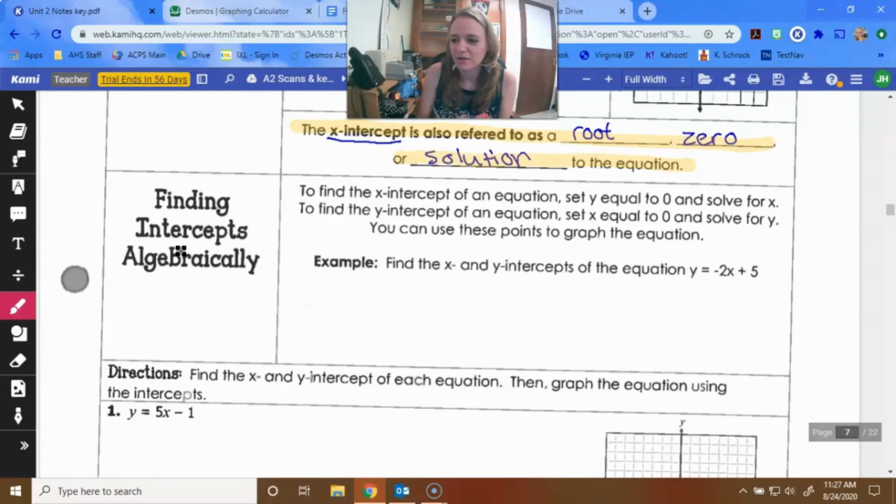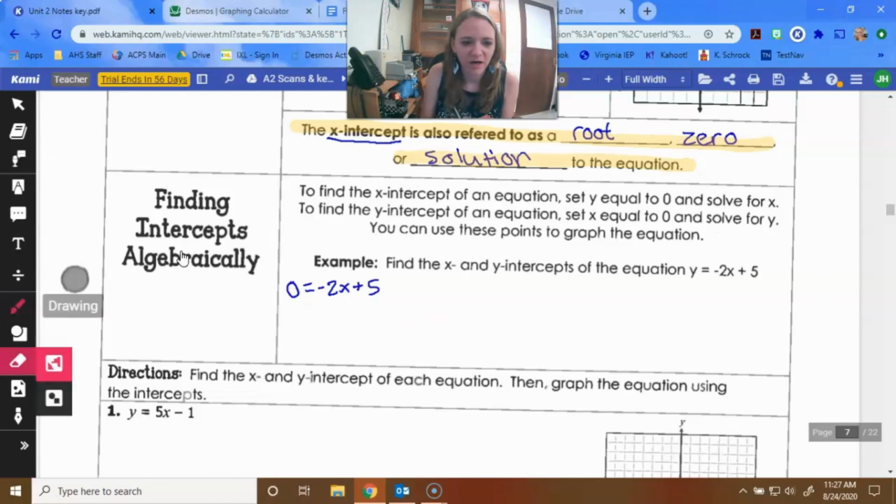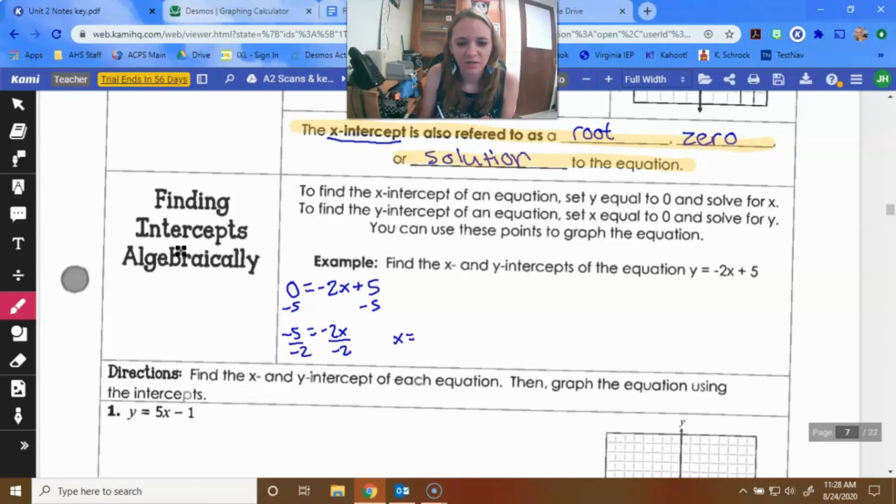So starting out, we'll make y 0. If we make y 0, we'll start with 0 equals, so I'm substituting 0 in here for this y, and then writing out the rest of it. Now what I want to do is, of course, get x by itself. So minus 5, and then divide by -2. So x, simplify that, the negatives can go away, and it's just 5 over 2.